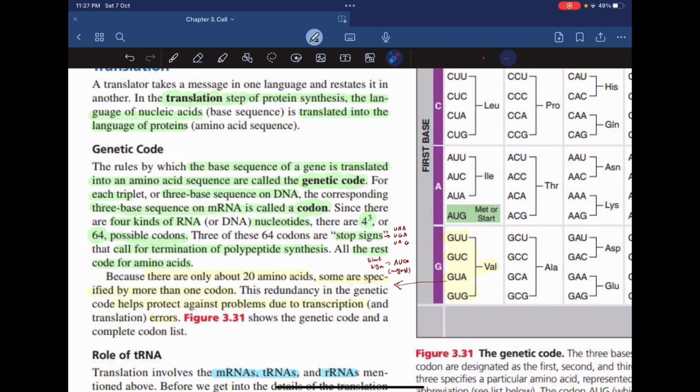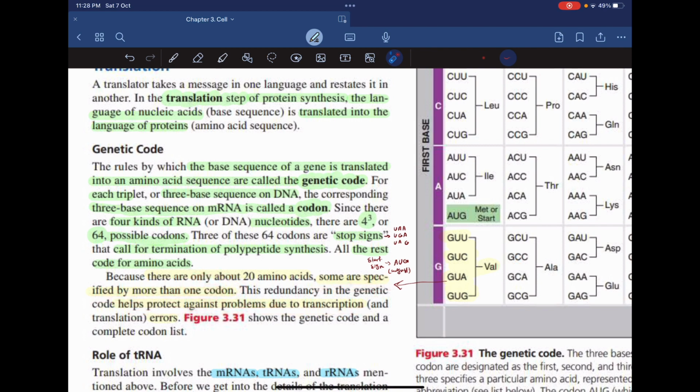Since there are 4 kinds of RNA nucleotides, there are 64 possible codons. Here it's also telling us that each amino acid has multiple codons, because we have only 20 amino acids, and to use as many codons as we can, we use multiple codons for one amino acid. It's written here, I guess. Yeah, some are specified by more than one codon. It helps protect against problems due to transcription errors.